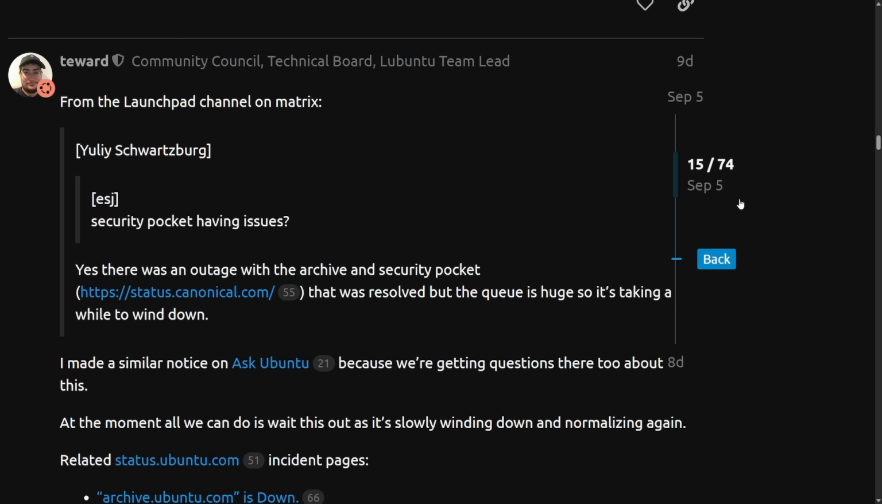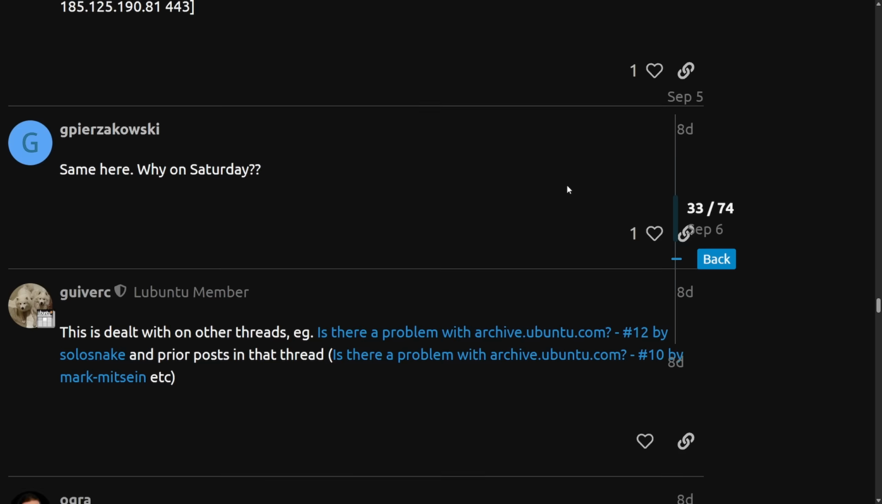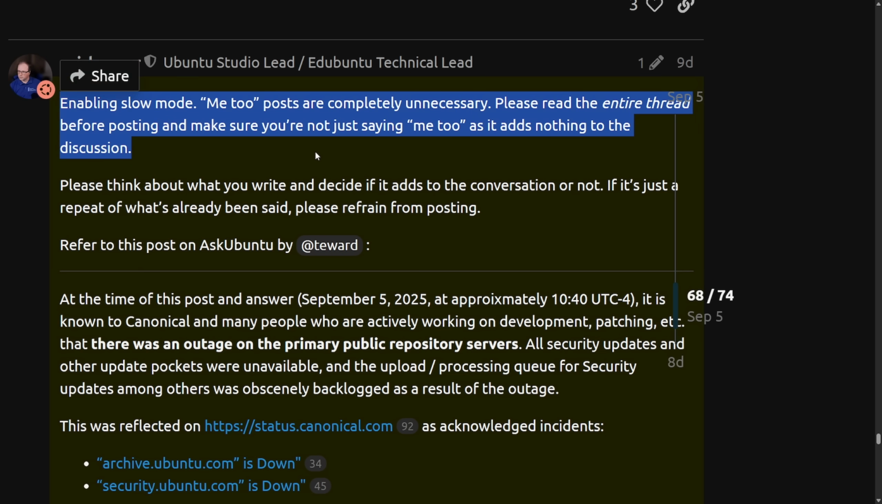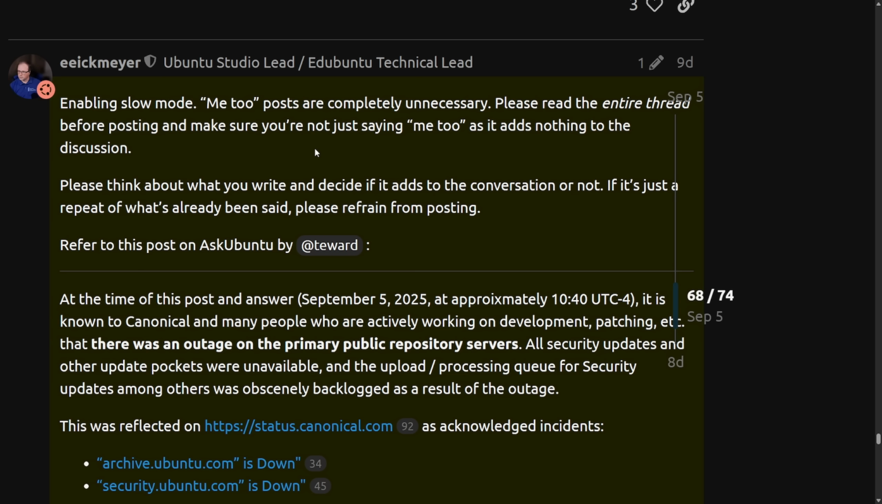And we continue on to what happened on the Discourse. They were being so inundated with people posting the same issue that they actually had to enable slow mode. Look at this. Enabling slow mode. "Me too posts are completely unnecessary. Please read the entire thread before posting and making sure you're not just saying me too, as it adds nothing to the discussion." Well, I don't think that's necessarily true. I think it does add something to the discussion, but should be done a different way.